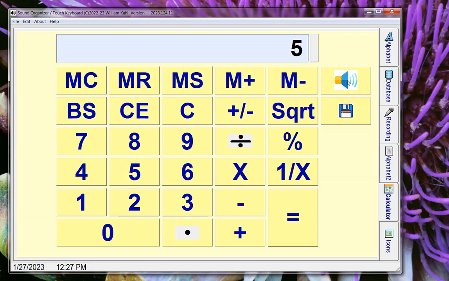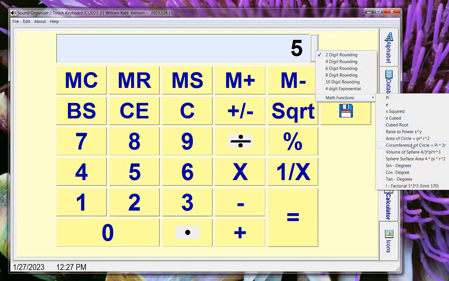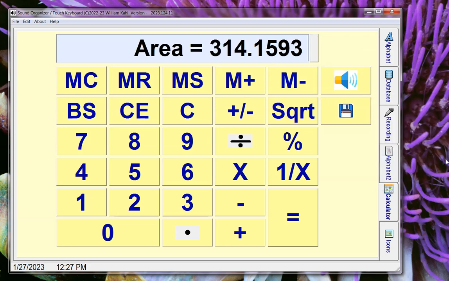And I'm going to say 5 again. Rounding and math functions. I'm going to click on volume, or the surface area of a sphere. So that is 4 times pi times r squared. Area equals 314.1593. Okay, so that would be 5 feet, or 314 square feet, or if it was 5 inches, it would be 314 square inches. Whatever you choose.